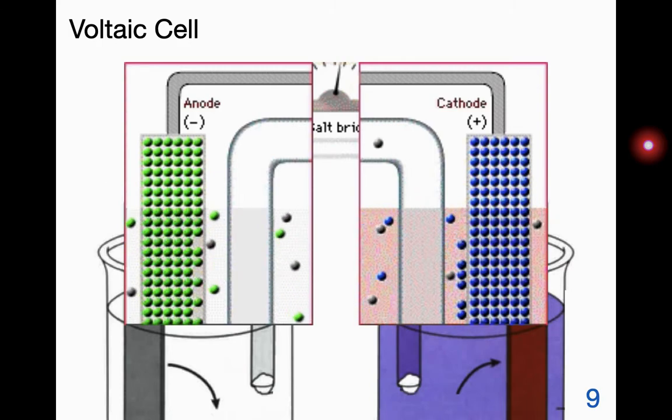Anions are then shuttled through a salt bridge from the cathode compartment to the anode compartment. Otherwise, a net negative charge would build up in the cathode compartment. The negative charges move in a circuit through the cell.